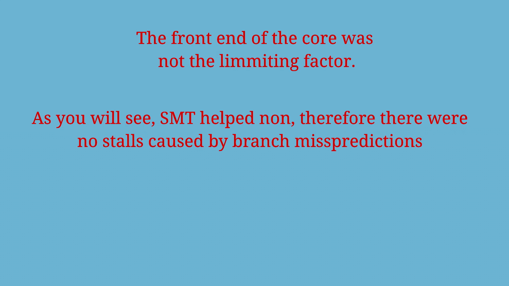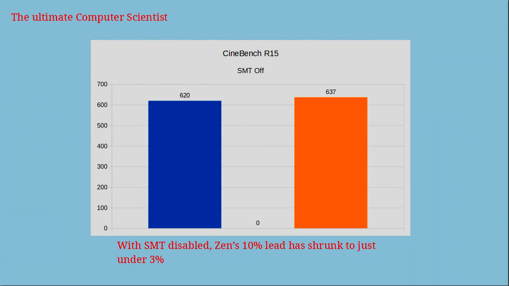So let's turn off SMT and see how things change before I wrap it all up. Going back to Cinebench R15 with SMT disabled now. Remember before, Zen was approximately 10% ahead. That lead has now shrunk to just under 3%. So when people and AMD claim that their SMT implementation is better than Intel's, this sure is evidence to support that, as when I disable SMT across the CPUs, Intel catches up.